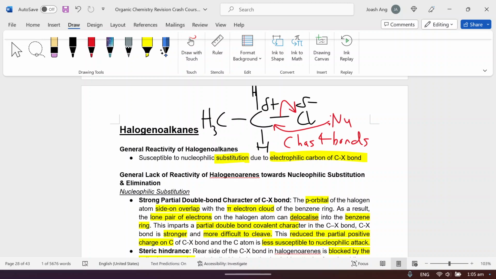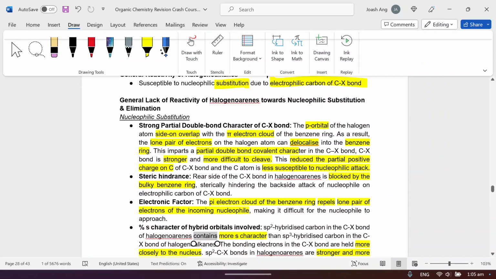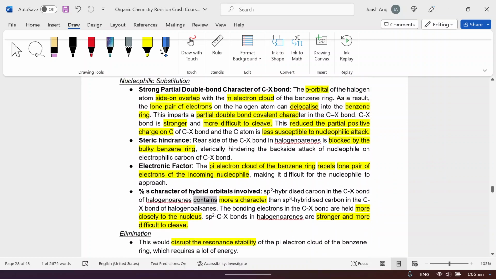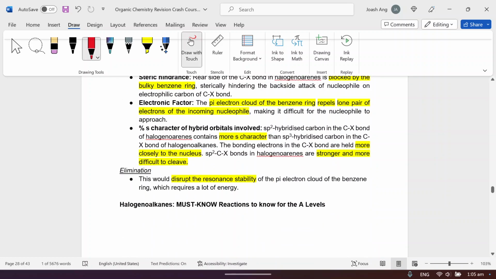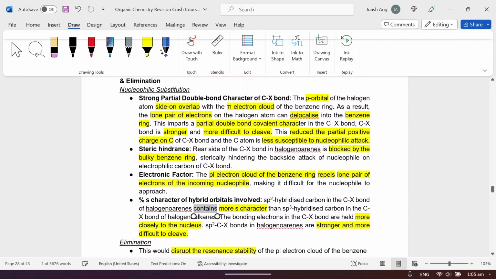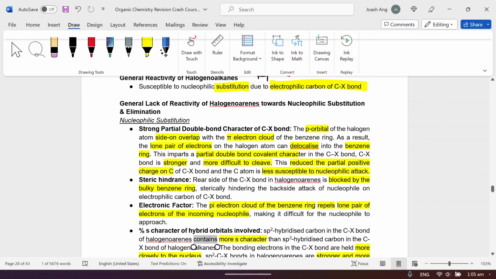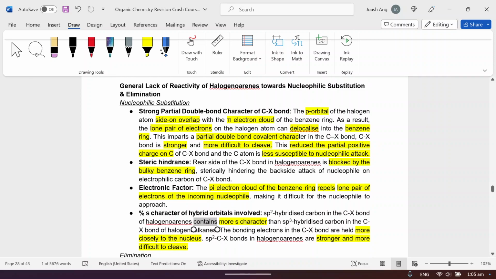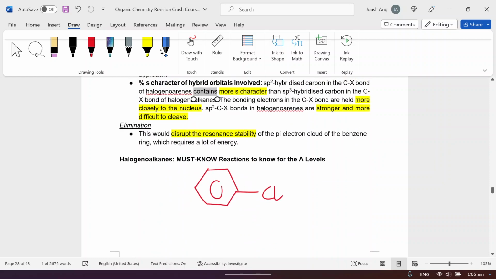Okay? So another thing is that there's this thing called halogenoarenes, which looks like this. So there are actually four factors, and you can use any one of the four factors to explain its general lack of reactivity towards nucleophilic substitution. So the thing you have to focus on is the side-on overlap of the p orbitals on the halogen, as well as the pi electron cloud of the benzene ring.